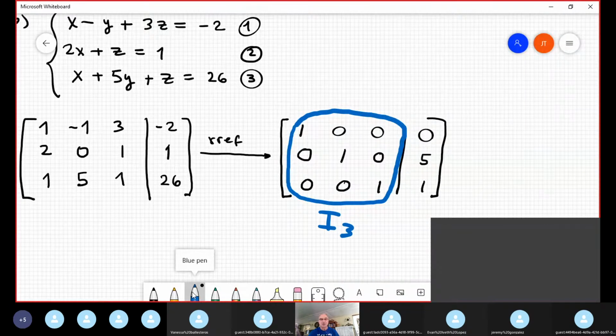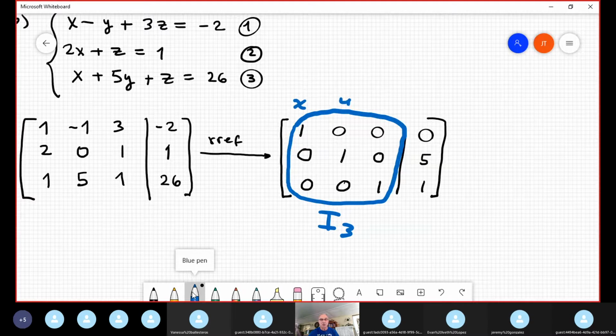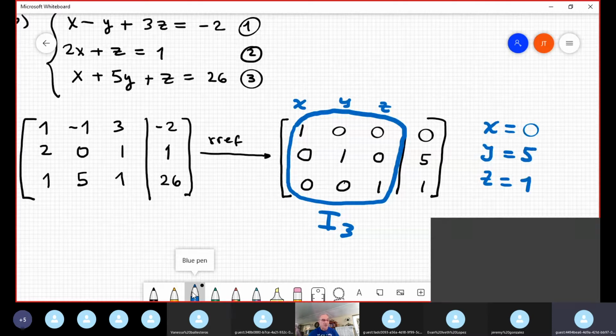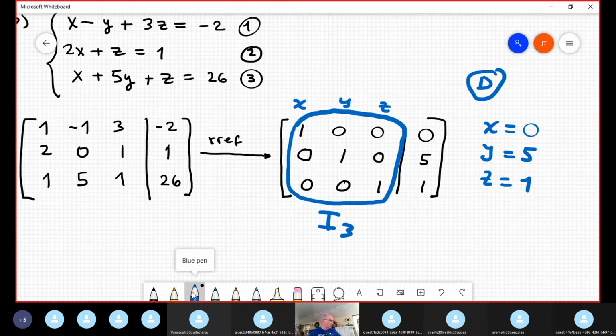This is X column, this is Y column, this is Z column, this is the right hand side. Then X is equal something, Y is equal something, and Z is equal something. Help me, guys. What is the value for X, Y, and Z in this case? 0, 5, 1. Understand? This is the answer, like the option D in the handout. Any question? No problem.